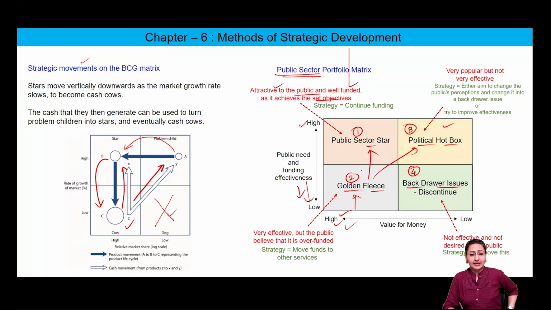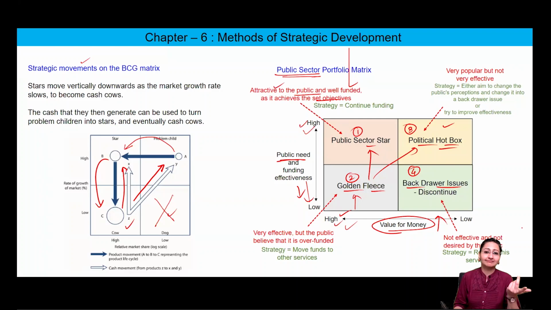Now, hot box. People value it a lot, but it does not add much value. People like it, meaning in popularity it is very popular, but it is not very effective. So that is political hotbox. What you can do is pay attention either to make the public realize that this is not of too much value, or you try to make it value for money. Either you remove it from here or take it to the lower level.